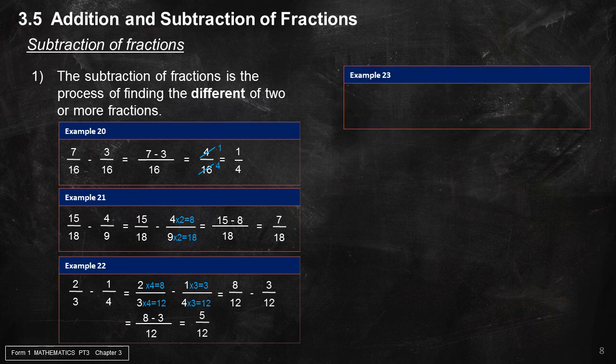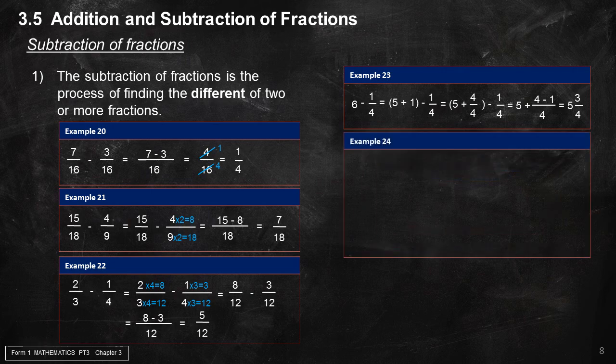Example 23. 6 minus 1 over 4 equals expand 6 to 5 plus 1, minus 1 over 4. Make 1 become 4 over 4, so that we are able to subtract 1 over 4. Equals 5 plus 4 minus 1 over 4 equals 5 plus 3 over 4.